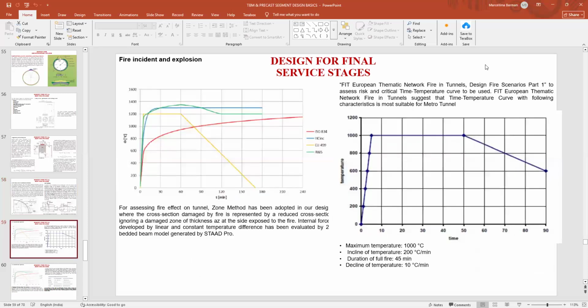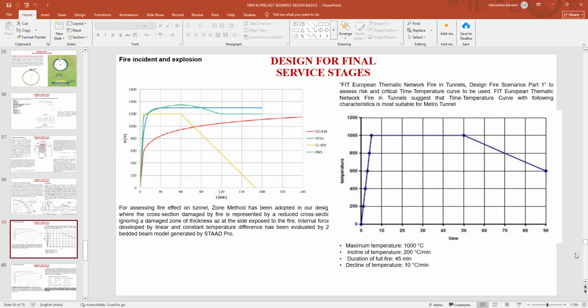Now, a very important thing is the fire load. Nowadays, all the road tunnels, railway tunnels, metro tunnels are concerned about fire, because fire has become very important in tunnel design. The segment thickness is governed by the fire load also, because the fire load depends on the temperature and your exposure to the fire. It can be a 30-minute fire, it can be a 45-minute fire.